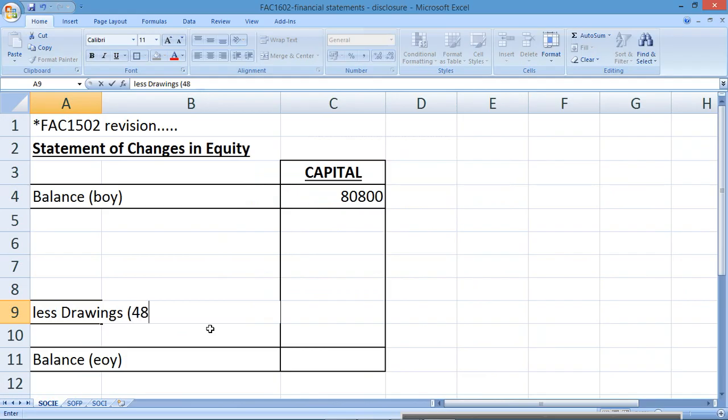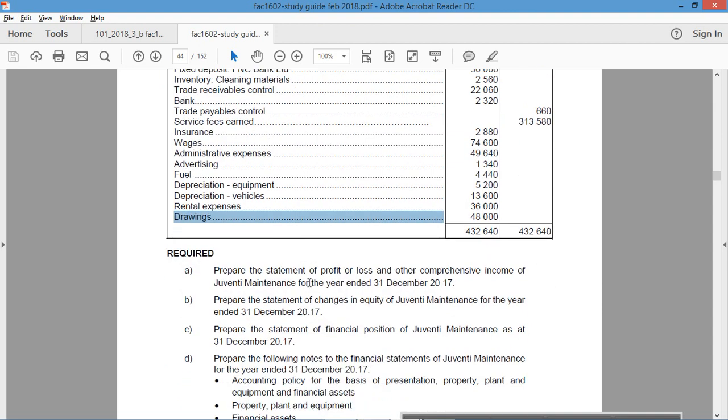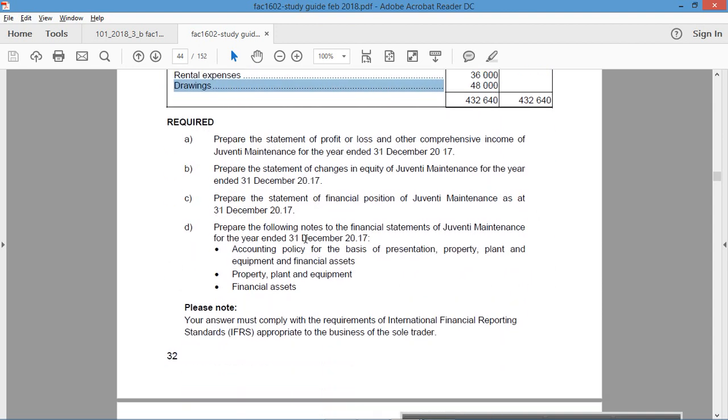Drawings? 48,000. Nice. Okay, now we've done that, which you've covered in terms of interpretation. That's the approach. Now we need to look at the adjustments. Prepare the statement for profit or loss. We've done that. Well, we're going to do that. Yeah, we've obviously created that. We've created that. Prepare the notes.